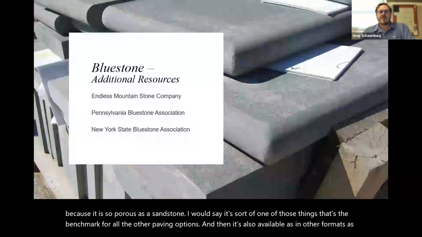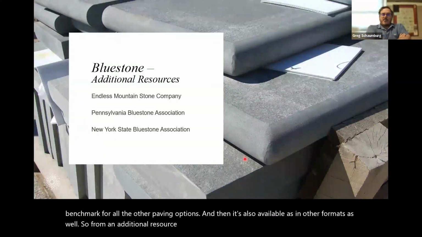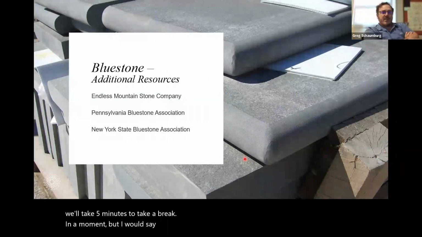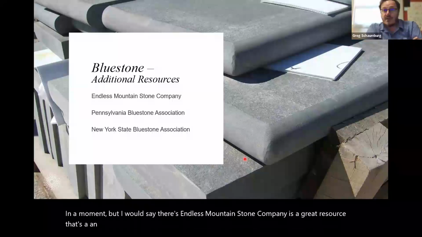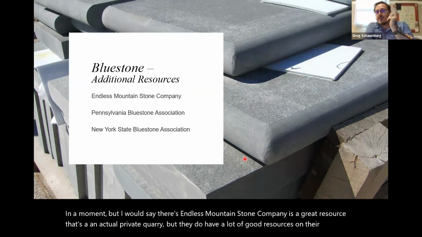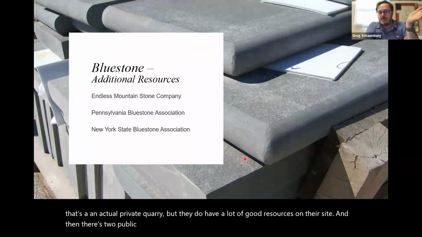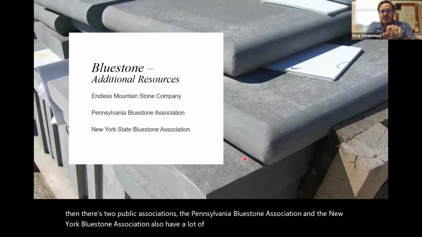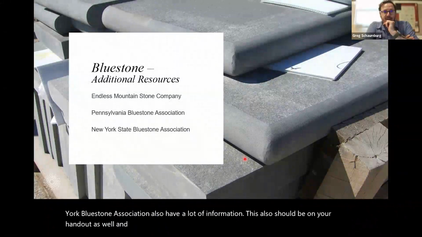So from an additional resource standpoint, we'll just look at this and then we'll take 5 minutes to take a break in a moment. But I would say Endless Mountain Stone Company is a great resource. That's an actual private quarry, but they do have a lot of good resources on their site. And then there's 2 public associations, the Pennsylvania Bluestone Association and the New York Bluestone Association, that also have a lot of information. This also should be on your handout as well. And we'll take a break with that in mind.